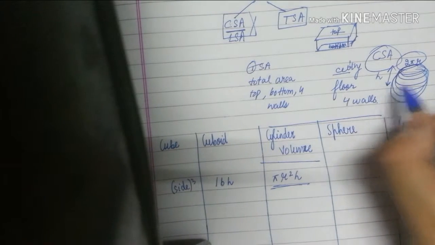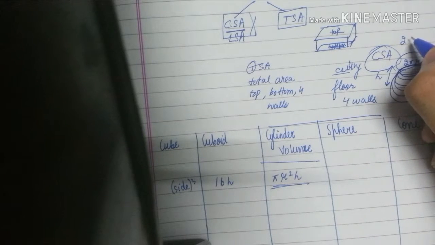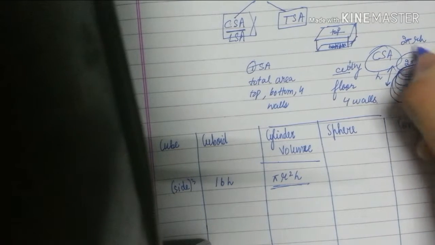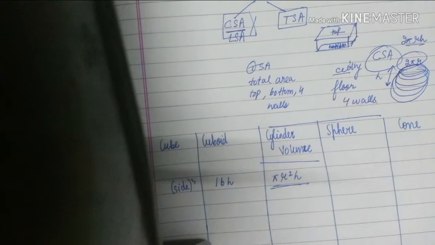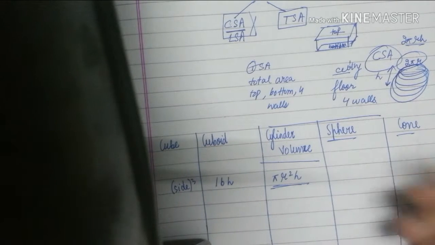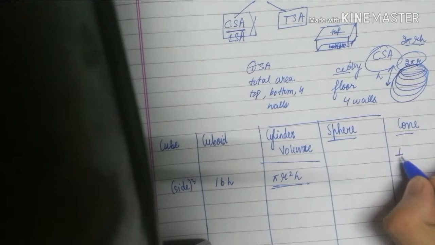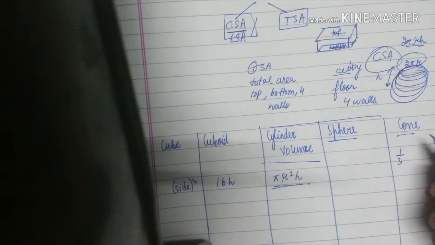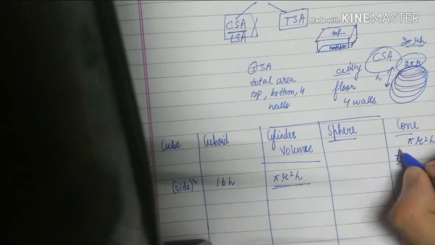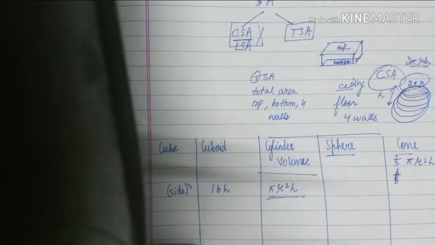Actually, this is not the volume. This, what I have explained, is the total lateral surface area, 2 pi r h. We would study it now after studying the volume of sphere and cone. So first of all, let's study the volume of cone. The volume of cone is 1 by 3 pi r square h, right?